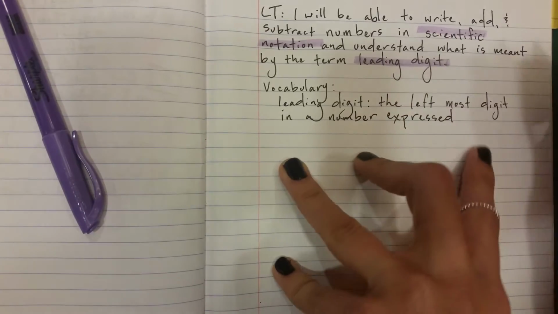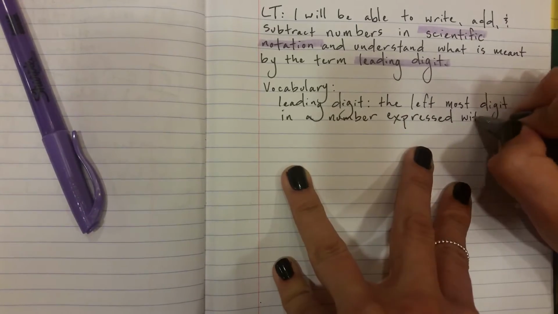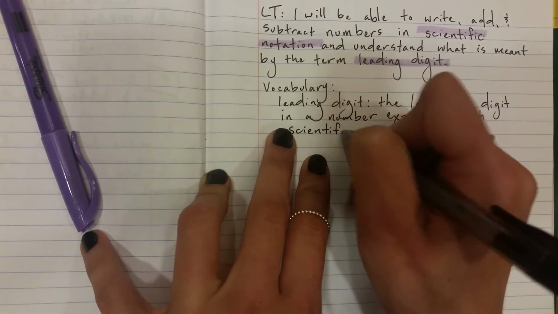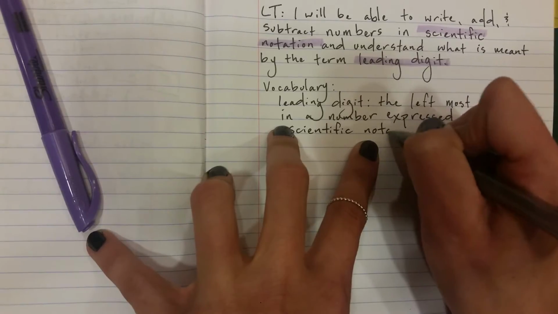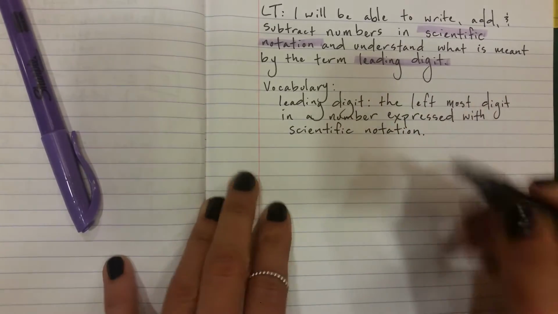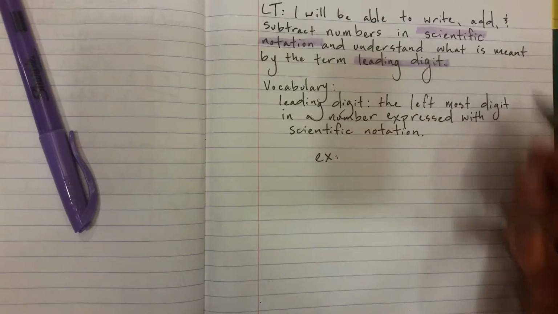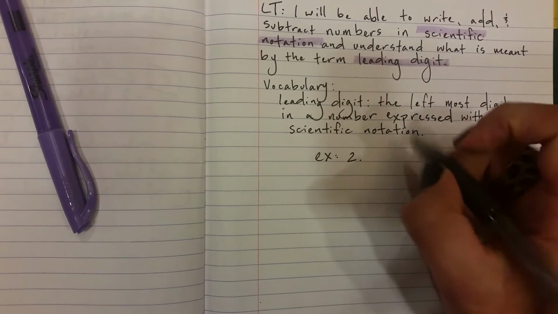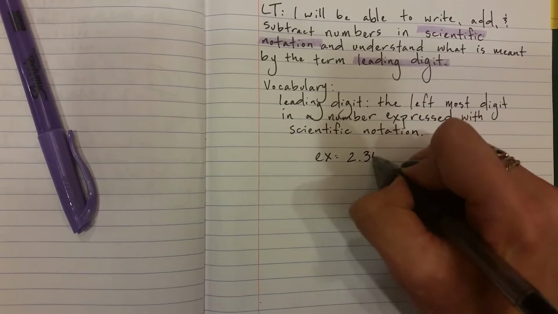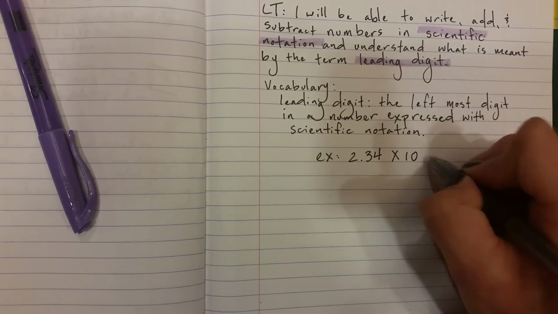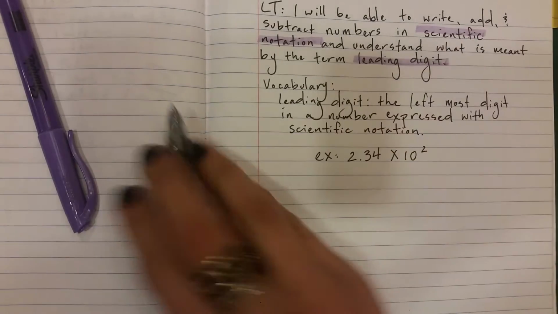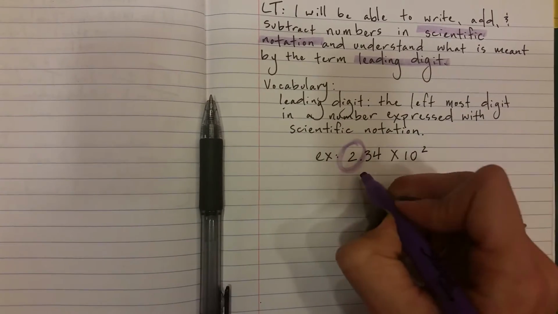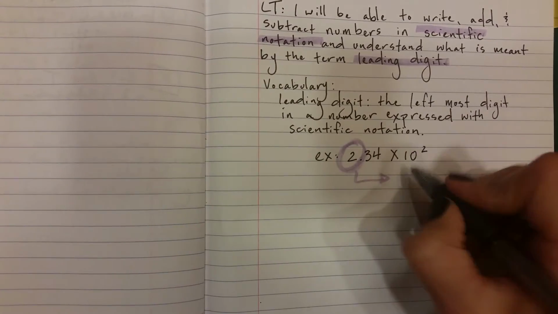Remember, expressed is another way of saying to show with. Okay. And an example of that would be, so for example, if I have a number written out in scientific notation, 2.34 times 10 to the second power. This number I'm going to highlight. You can either circle or highlight. This number right here would be your leading digit.